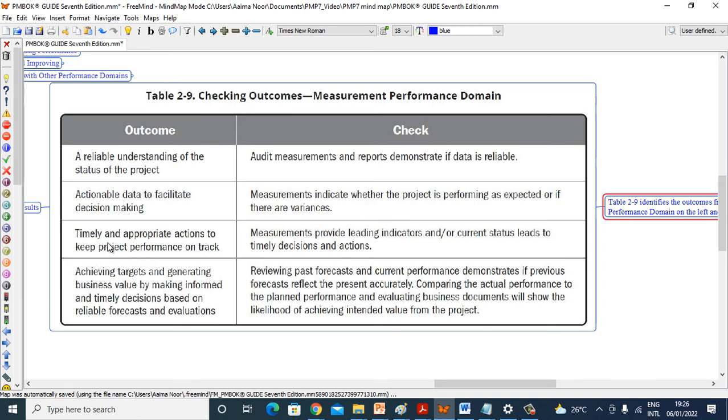Outcome: timely and appropriate action to keep project performance on track. What to check? Measurements provide leading indicators and current status that lead to timely decisions and action. Outcome: achieving targets and generating business value by making informed and timely decisions based on reliable forecasts and evaluation. What to check? Reviewing past forecasts and current performance demonstrates if previous forecasts reflect the present accurately. Comparing the actual performance to the planned performance and evaluating business documents will show the likelihood of achieving intended value from the project.